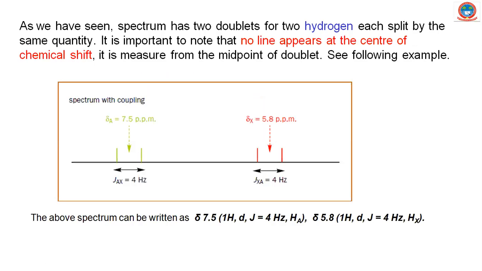Let us see this one. Just the same. The 7.5 value was here, but it is split into doublets. So one line goes beyond to the left side from this point 7.5, and the same distance on the other side, downfield and upfield the same distance. And this distance is called 4 J x, 4 hertz.